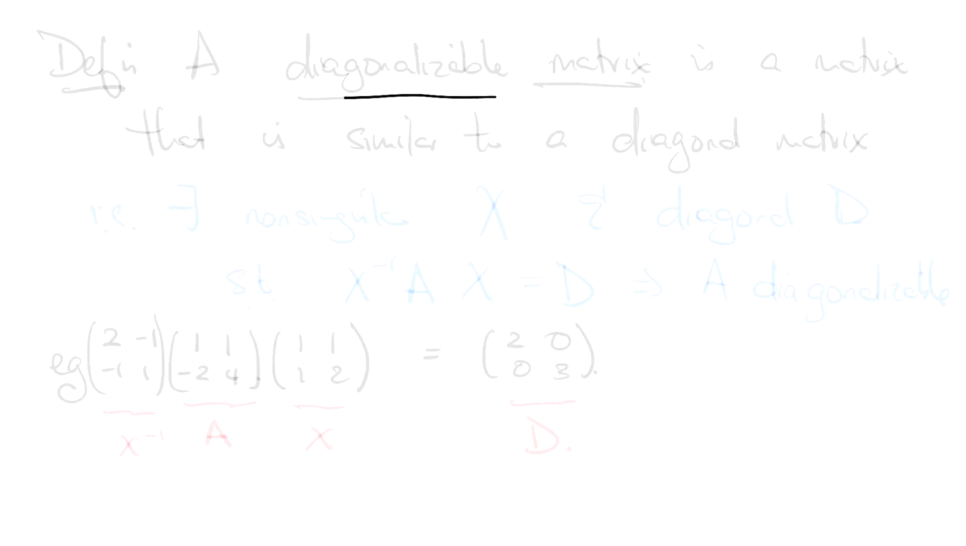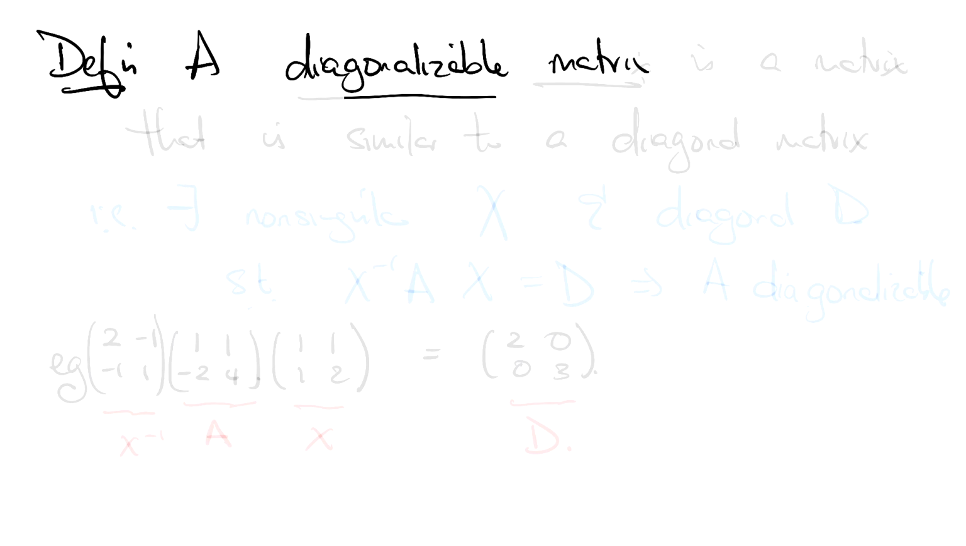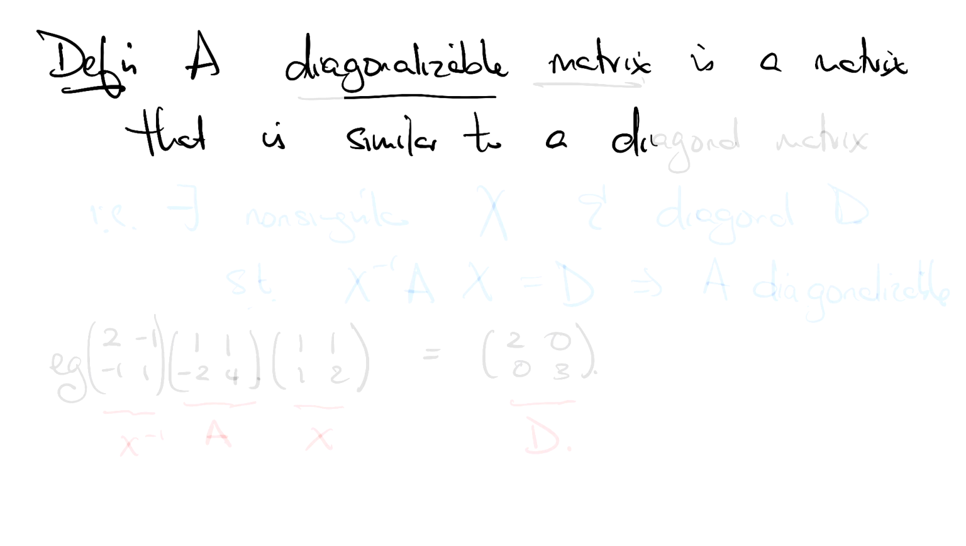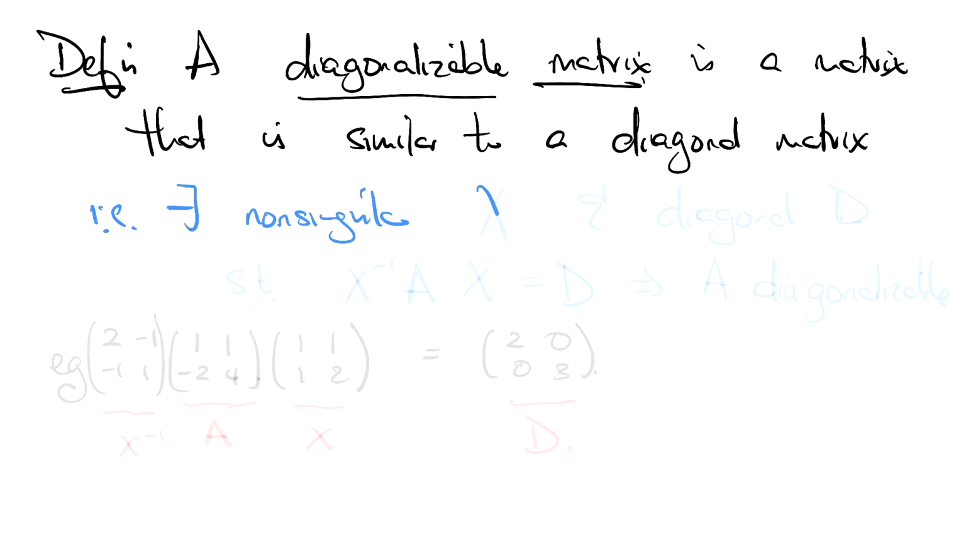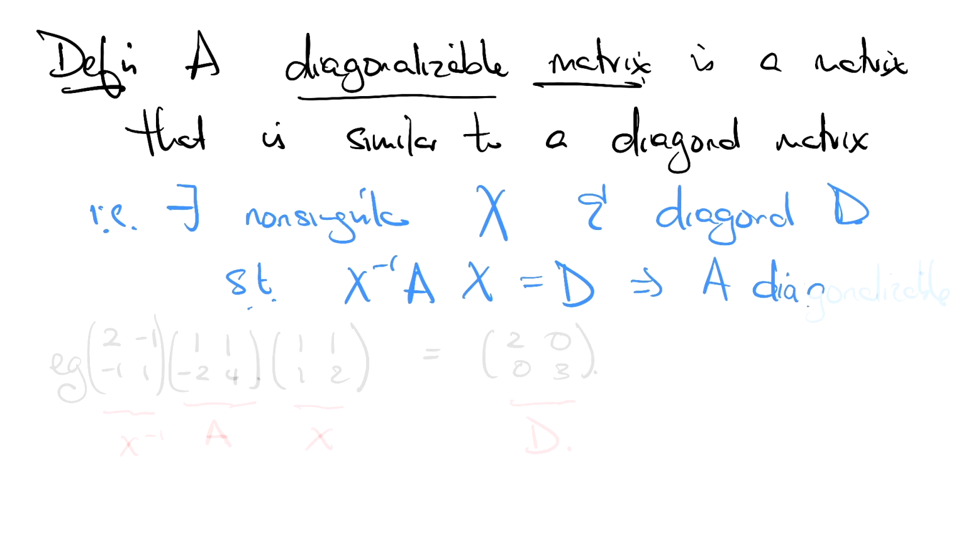However, there are matrices that are close to diagonal in the following sense. There are matrices that are diagonalizable. Definition. A diagonalizable matrix is a matrix that is similar to a diagonal matrix. Said otherwise, there exists a non-singular X and a diagonal matrix D such that X inverse A X is equal to D. This would mean that A is diagonalizable.